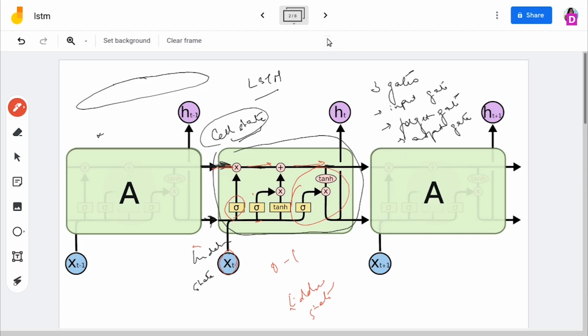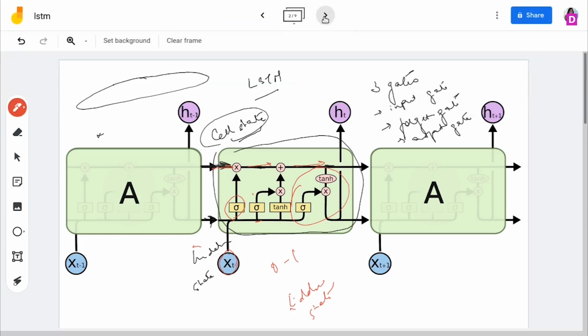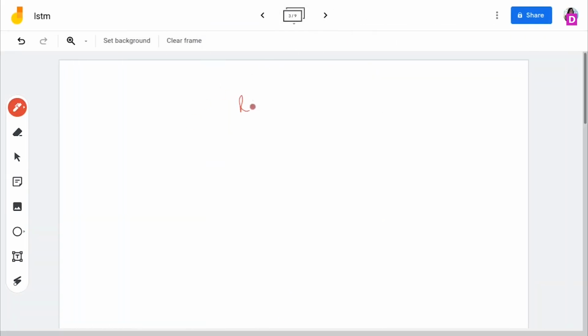In the next class we will talk about one more variant of RNNs. We talked about RNNs, now we talked about LSTM. Next we will be talking about GRU, which stands for gated recurrent unit, and we will understand the differences between each of these. And for now I hope you understand the video and keep learning.